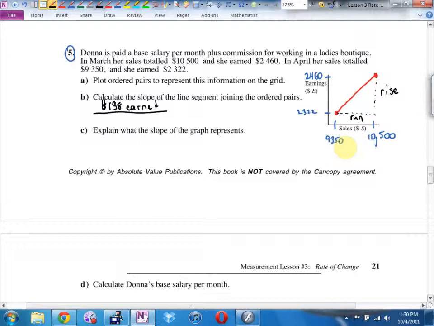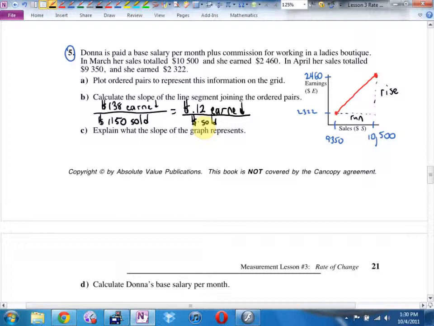1,150? Double check my math. Yeah? As a decimal, what is that? Oh, so $0.12 earned for every dollar sold. What that really is, just hang on, Marcus, what that really is, is a commission, and I can even tell you what percent commission it is. 12%. See it there? That's really what this slope is telling you.